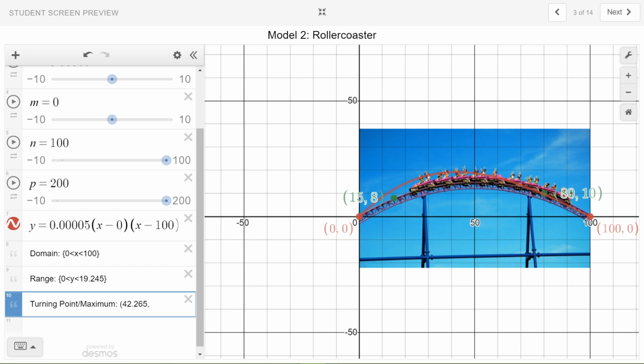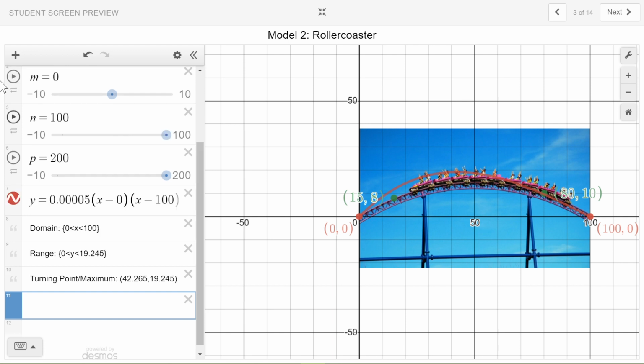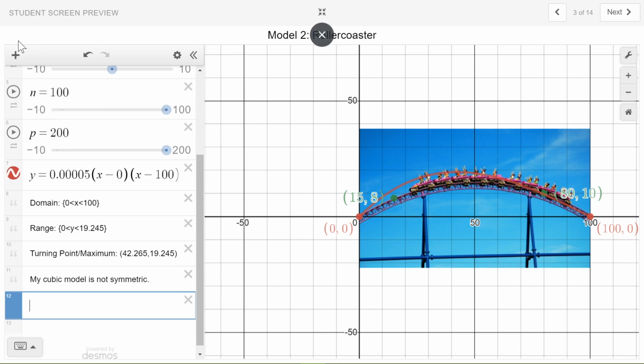42.265, comma 19.245. That is my turning point. And then I've got two more things. This is a cubic model, and so my cubic model is not symmetric. And then what I want to do is talk about, since there's no symmetry, my x-intercepts as well.